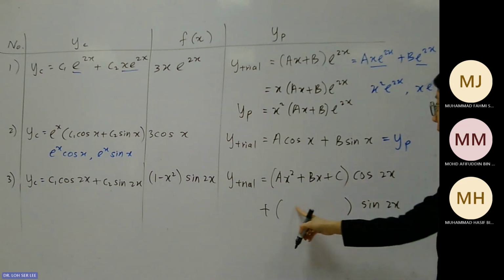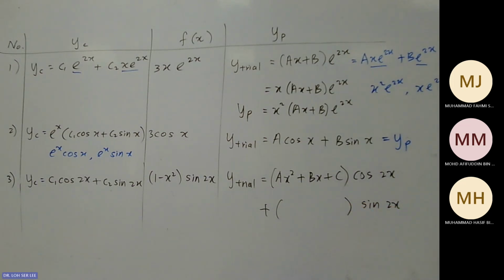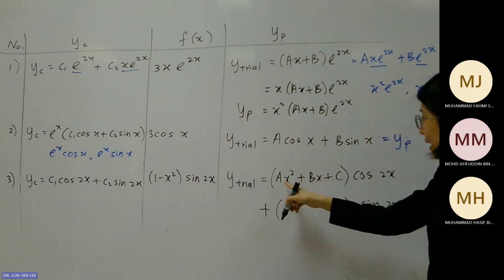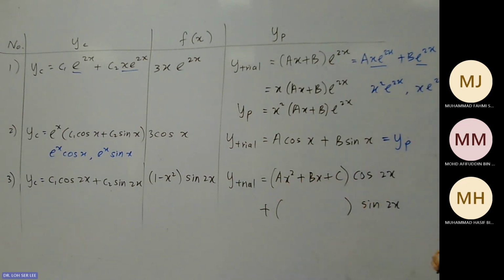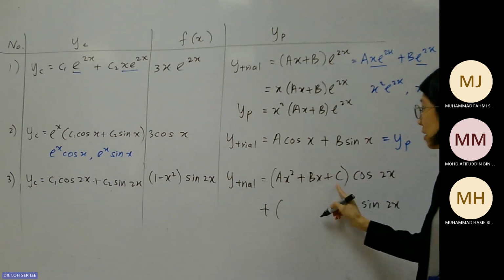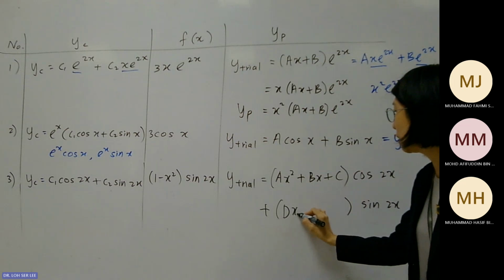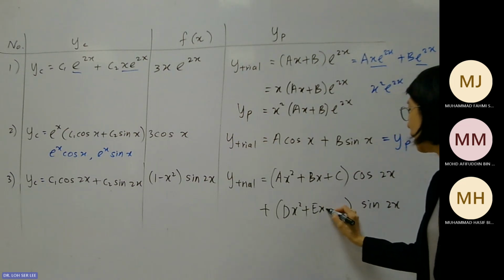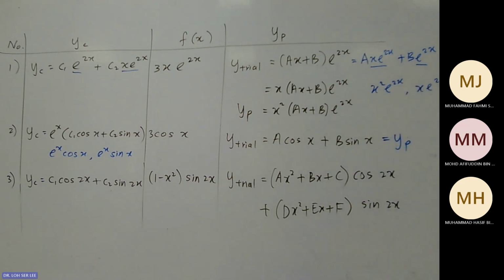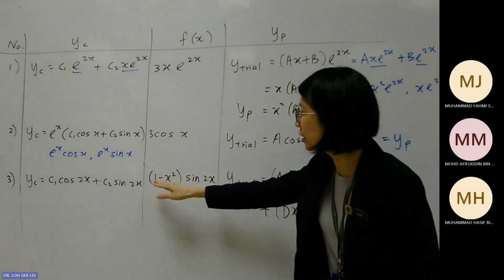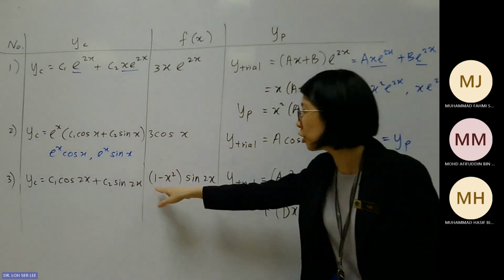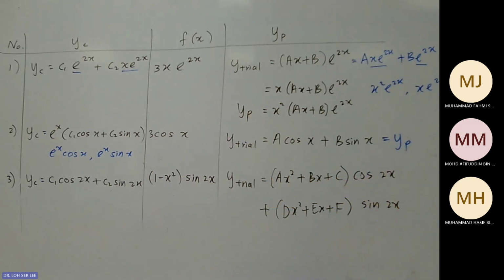But here, remember the formula from Table 2.2 just now? All are A, here all are B. Meaning that if you use A, B, C, here will be D, E, F. This is for the case of the product function between polynomial and sine. Polynomial and cos is also the same. Polynomial with sine or polynomial with cos, the polynomial, you have to change the constant.